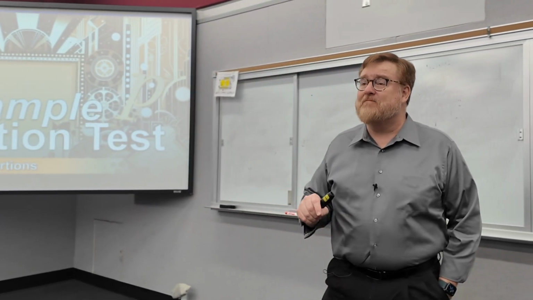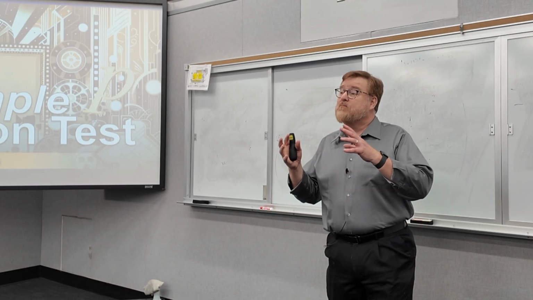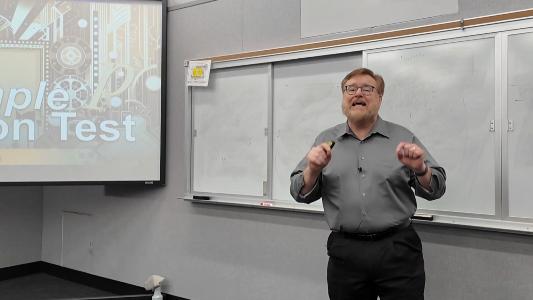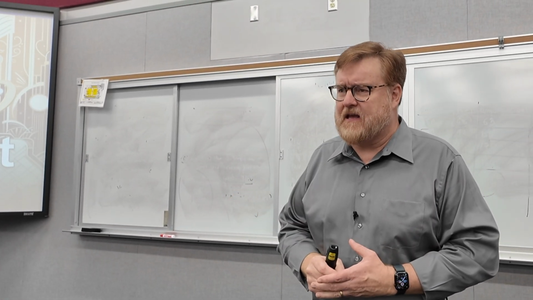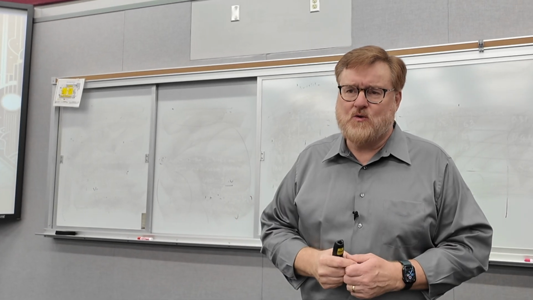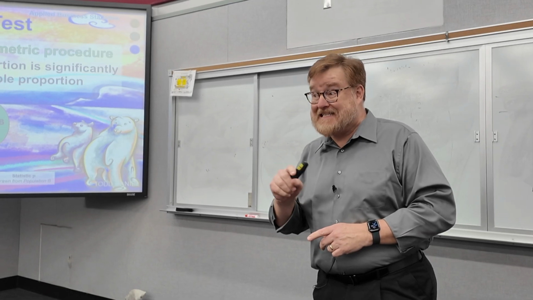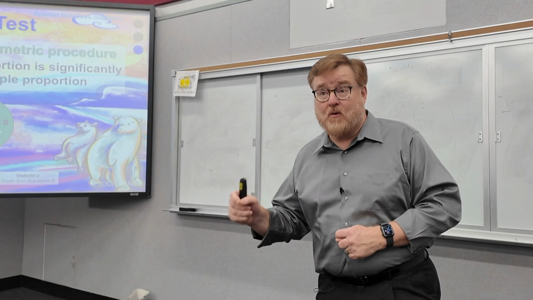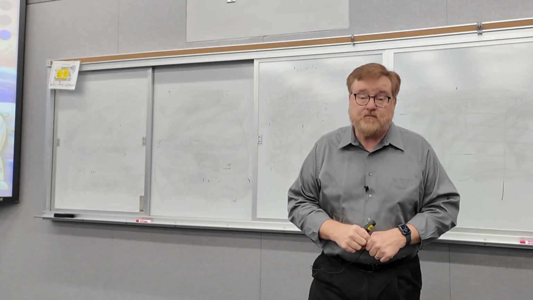But sometimes we don't have means, we have counts. And those counts allow us to create proportions. So we need another type of test where we can see whether there's a statistically significant difference between two sample proportions. And for that, we're going to use the two sample proportion test. The setup is going to be very similar to what we've done with our z-test. In fact, the statistic that we'll be calculating will also be a z-statistic, even though we're using proportions.